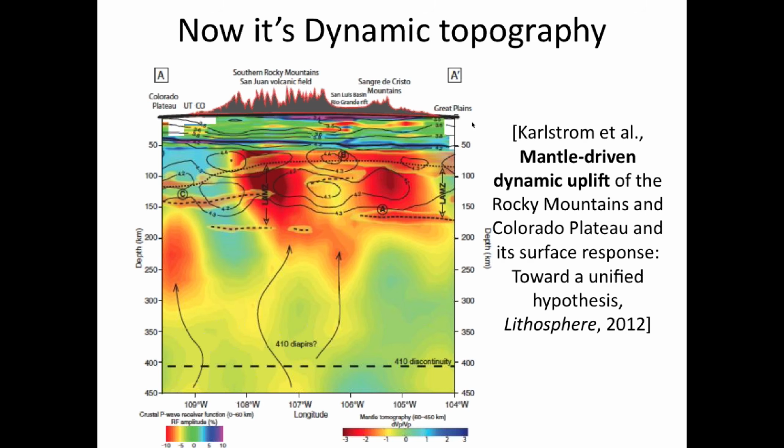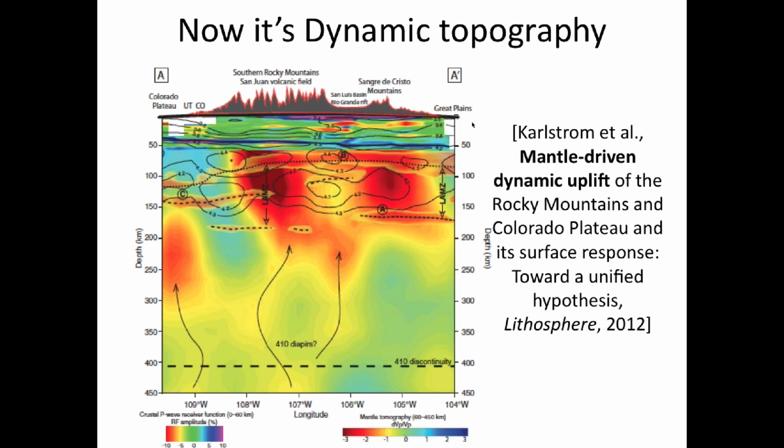So the results are the same. There's no variation in crustal thickness to speak of, but there's a hot upper mantle beneath the Rockies. What's happened is we now have mantle-driven dynamic topography. Okay, dynamic, read it again, mantle-driven dynamic uplift.